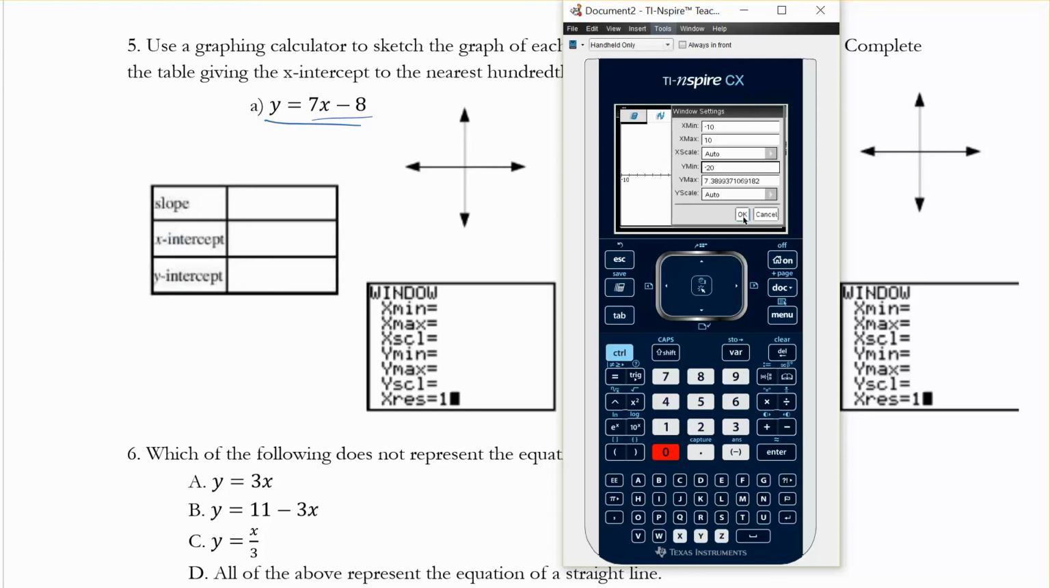And then push OK. And that's getting a little bit better to look at, right? So that's all we're going to do there. And then the next part says, what's the slope of this? Well, right off the bat, I know what the slope of this thing is. The slope of this thing is 7. I don't need to look very hard, so you can just write 7 in there.